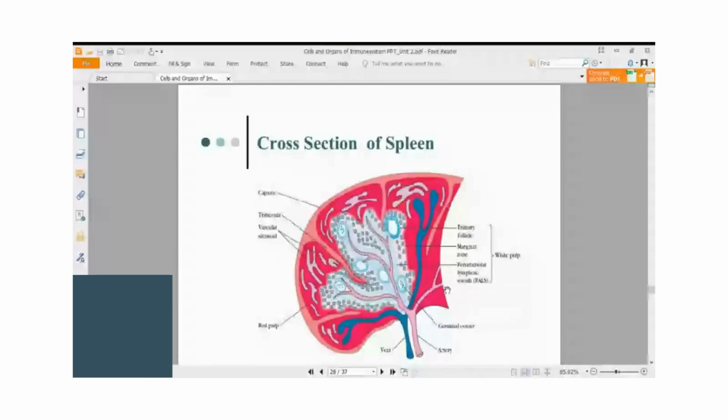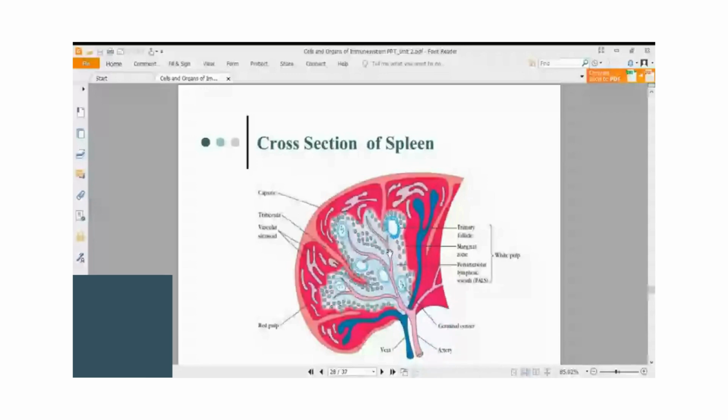And what is that area called? It is called PALS, P-A-L-S. PALS stands for periarteriolar lymphoid sheath. Periarteriolar lymphoid sheath. It is nothing but the large population of lymphocytes surrounding the artery.